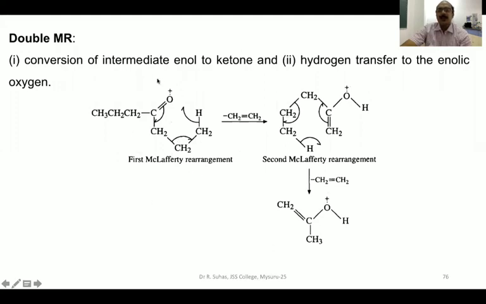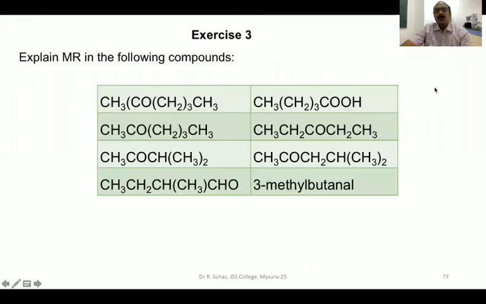This double MR takes place only if the functional group on either side contains a minimum of 3 carbon atoms. Minimum there should be 3 carbon atoms. If there are 3 or more carbon atoms, then also McLafferty will be taking place. But minimum attached to the functional group there should be 3 carbon atoms. So this is all about McLafferty rearrangement, single McLafferty and double McLafferty rearrangements. In connection to that, you are going to solve exercise 3 and solve this by yourself.